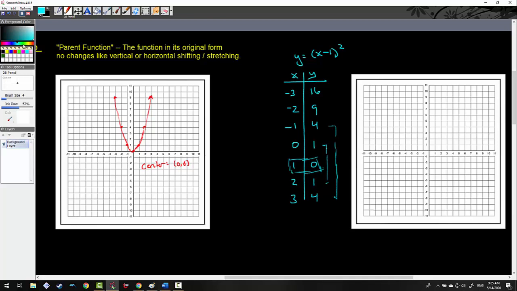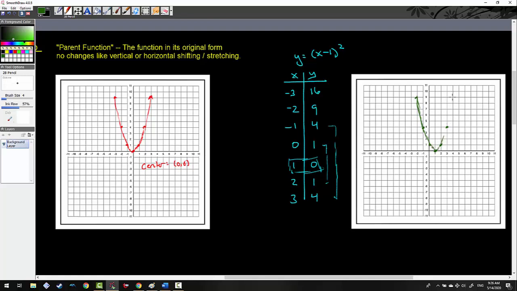So I'll go ahead and do that here. I'll go ahead and draw it in dark green. So 1 comma 0 is my center. 2 comma 1, 3 comma 4, 0 comma 1, negative 1 comma 4, negative 2 comma 9. And again, we'll be a little bit off grid here, but I feel like we can kind of make this thing work. So here we go, right here.